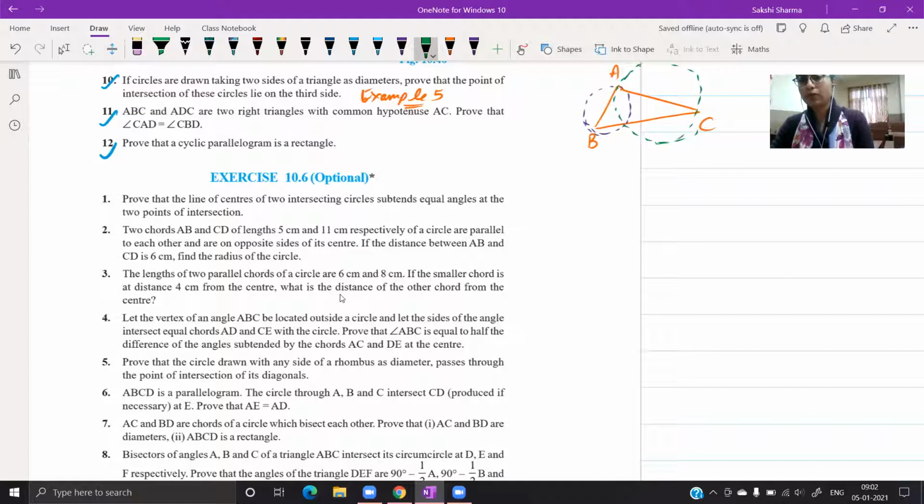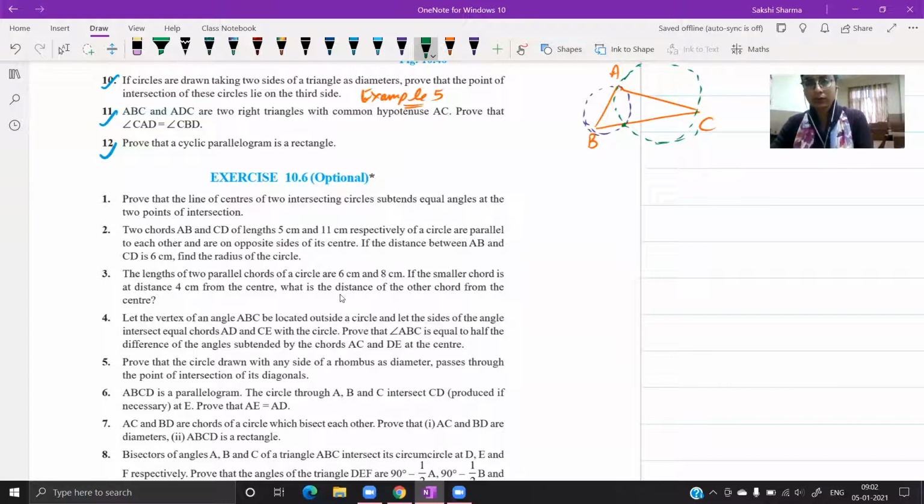So what you need to prove is that when these two circles intersect, the point of intersection would lie on the third side. Even if you do it by drawing, अगर आप draw करके भी करते हो, you take any two sides as diameter and construct two circles, then you will see that the point of intersection of those circles falls on the third side of the triangle. You have to prove that theoretically without doing any construction.